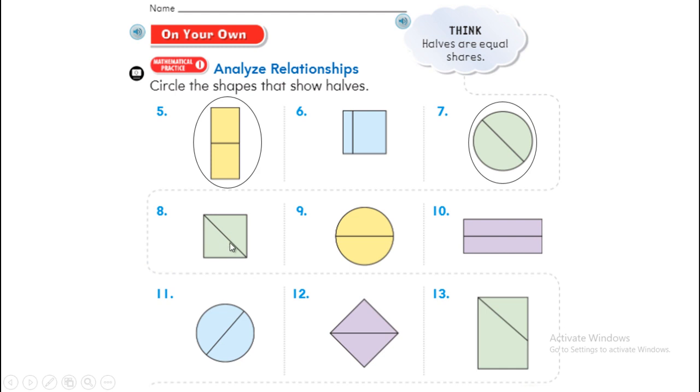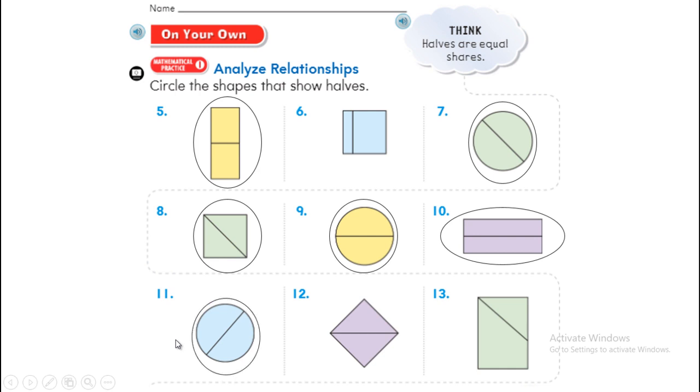Wonderful. From the corner to the corner, we show two equal triangles. In number 9, very good. Again, yes, two equal parts. Number 10, yes, equal halves. Number 11, yes, again, they are equal. In number 12, again, they are equal.